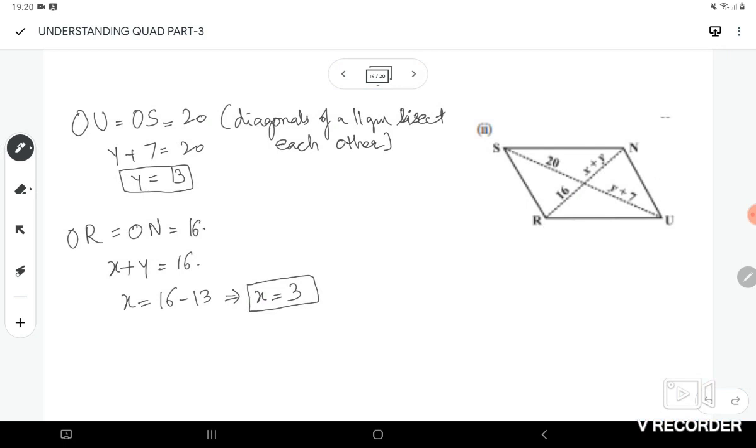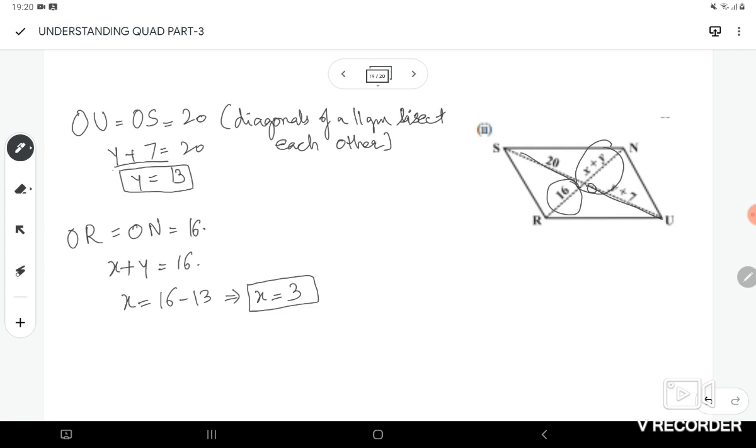Now in the figure RUNS, we have to find the value of x and y. So diagonals are given, so we have to use the property of diagonals. So x plus y would be equal to 16, because diagonals in a parallelogram bisect each other, and so the halves would also be equal. So OU would be equal to OS.